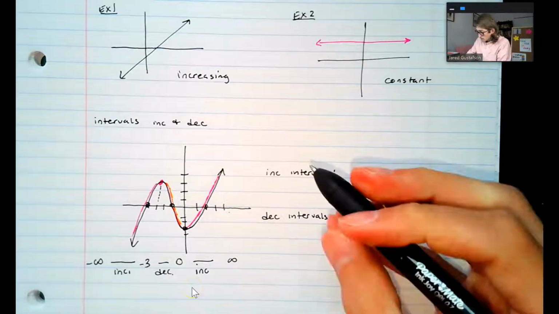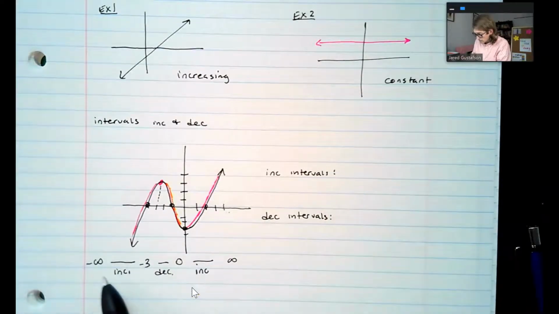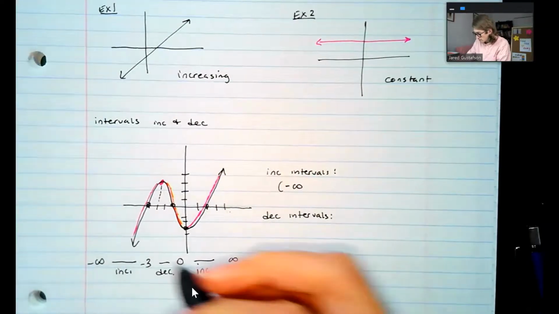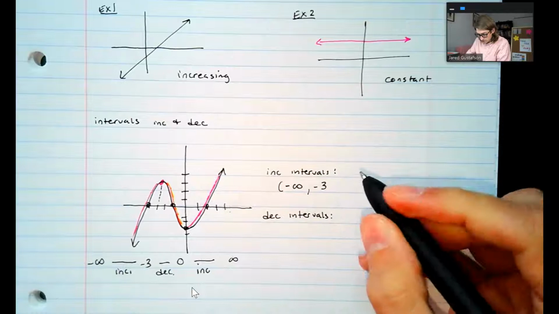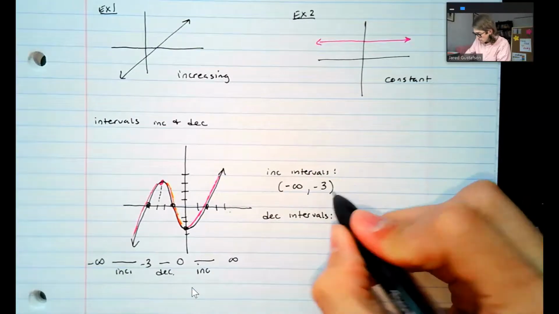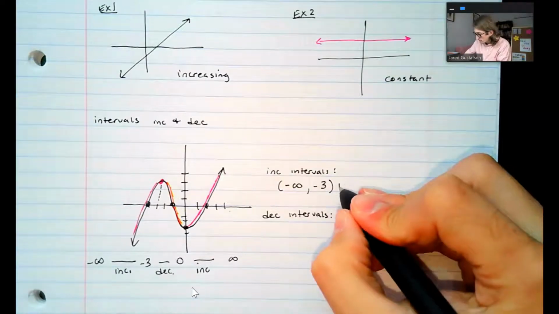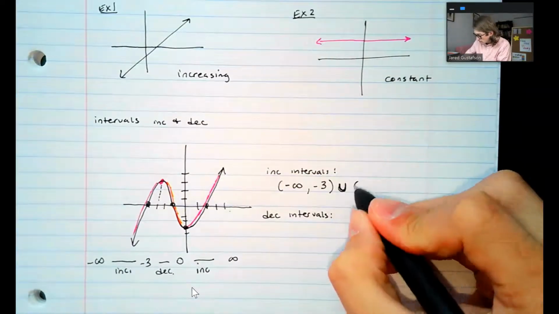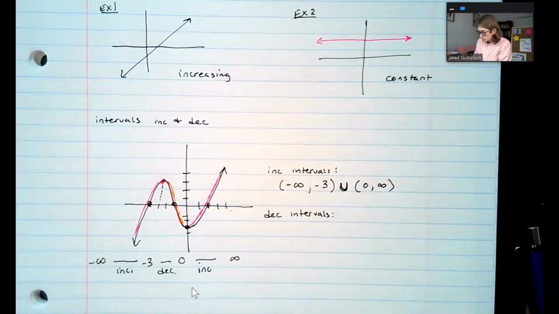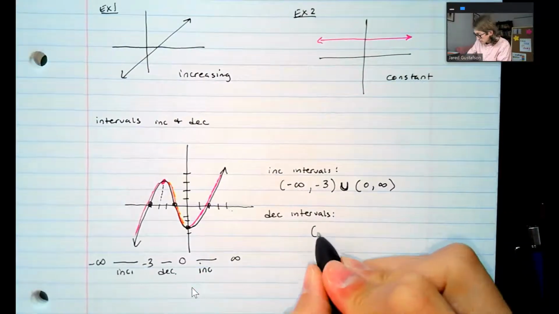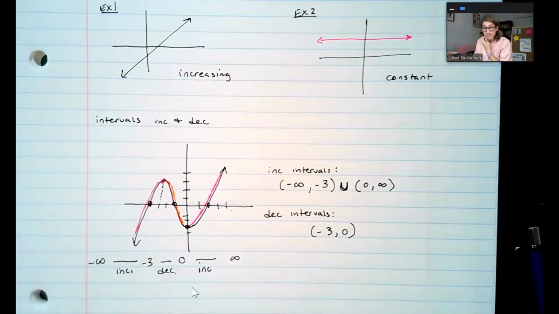I'm hoping you remember interval notation. Let's start with our increasing intervals. Infinities always get parentheses, goes up to -3. We're actually only going to do parentheses for this because you can't be increasing or decreasing at a point. And then we're going to union that with our other interval, 0 to infinity. Where's our decreasing interval? From -3 to 0. That is not the point, -3, 0. That is the interval, -3 to 0.